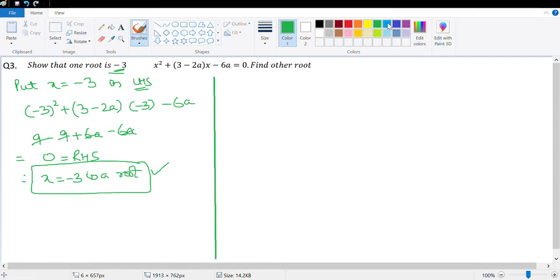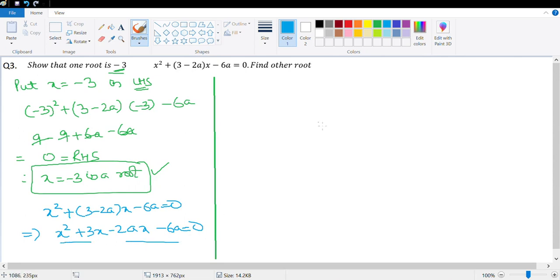Next, let's look at the second part, which says find the other root. So let's open this bracket. This is x squared plus (3 minus 2a) times x minus 6a is equal to 0. Let's open this. So that's x squared plus 3x minus 2ax minus 6a is equal to 0.